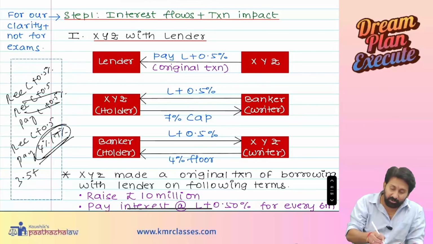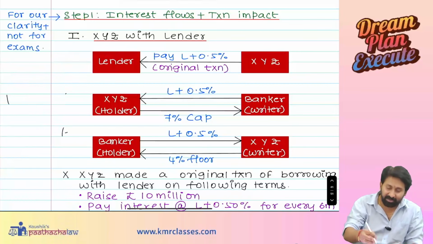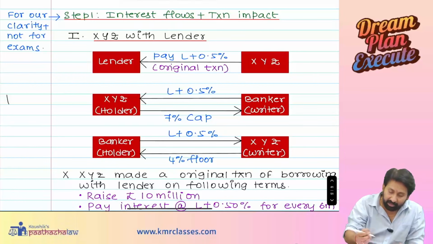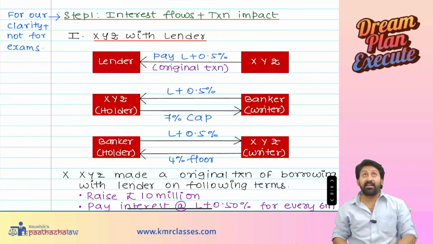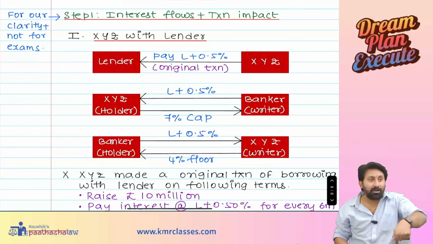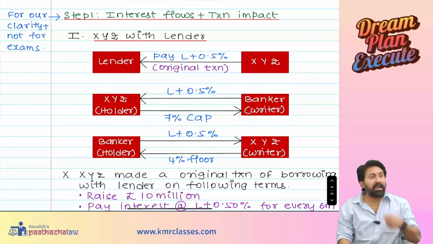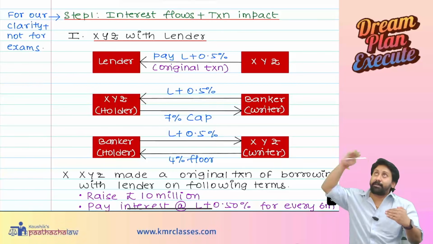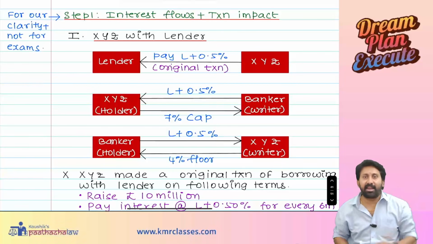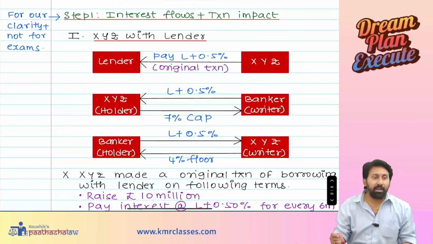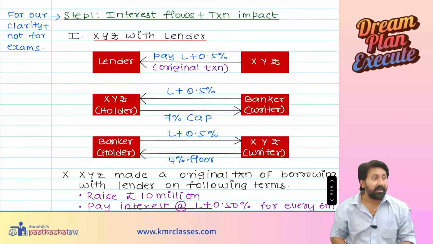In this question, do you know what is the main significant thing that we need to understand? We are locking ourselves at a rate not higher than 7, not lower than 4, because I wanted to offset the premium. That's why I have taken a 4% floor, 7% cap. I can guarantee that my effective borrowing rate will not be more than 7 and not even less than 4. Let us see how it works.